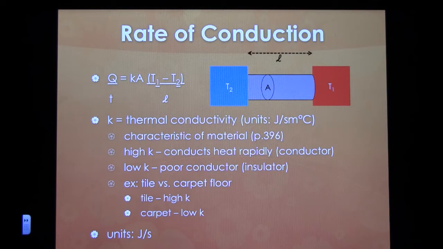The units for rate of conduction, or Q over t, are joules per second. You may recall that a joule per second is also a watt, the unit for power. So rate of heat transfer is sometimes referred to as power, but usually is just denoted as rate of heat transfer.